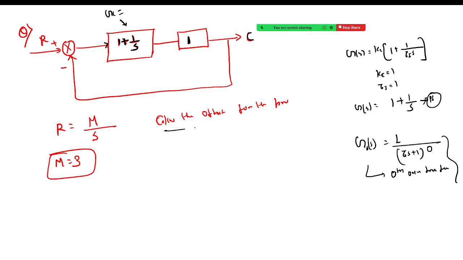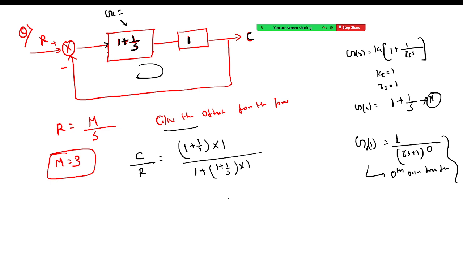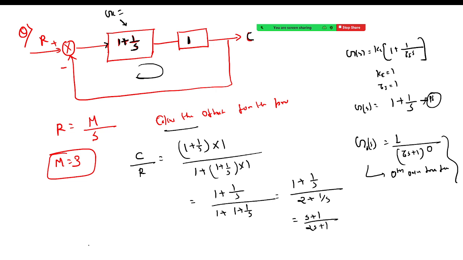So whenever we want to calculate the offset, first we have to calculate the closed loop transfer function, C upon R. Can I calculate it as 1 plus 1 upon s multiplied with 1, divided by 1 plus (1 plus 1 upon s multiplied with 1)? That's it. So 1 plus 1 upon s is s plus 1 upon s, and the denominator is 2 plus 1 upon s, that is 2s plus 1 upon s. So C upon R is s plus 1 upon 2s plus 1, right?